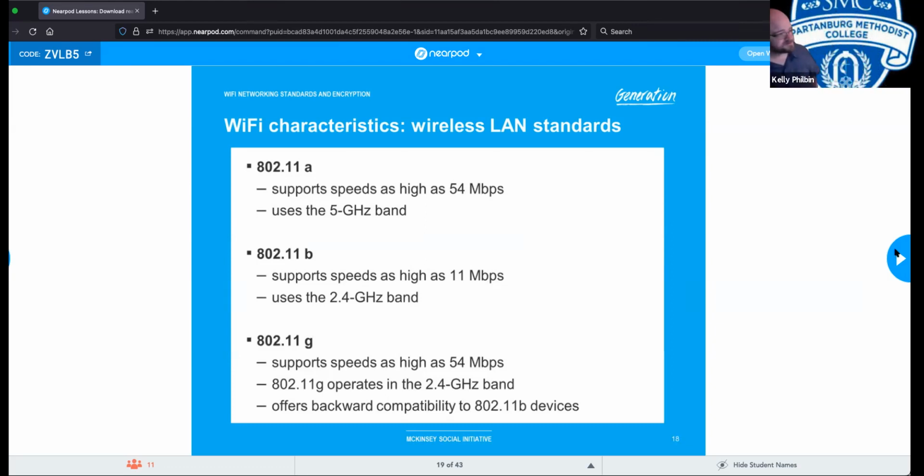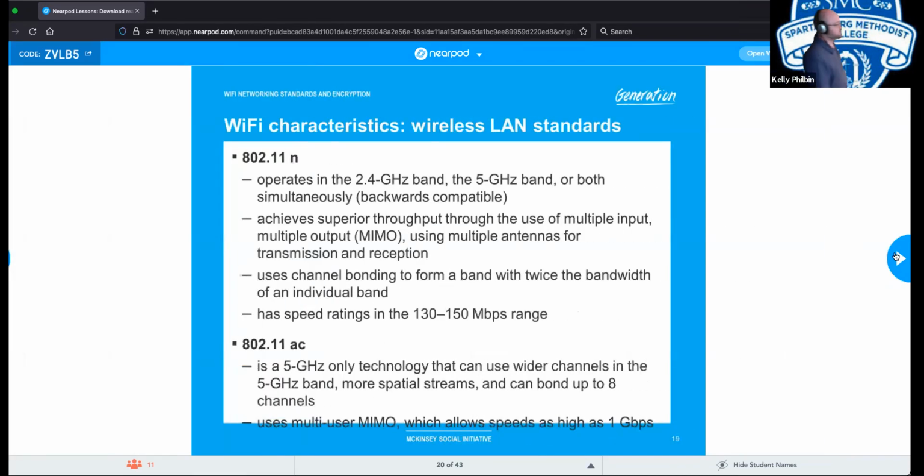So yes, we need to know each of these different standards, how fast they can go, anything special about them. Are they backwards compatible? Stuff like that. So we do need to know our wireless standards. Continuing along.